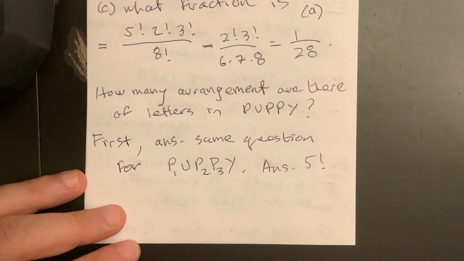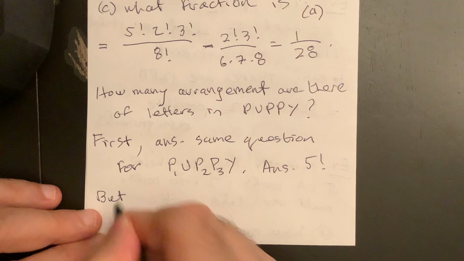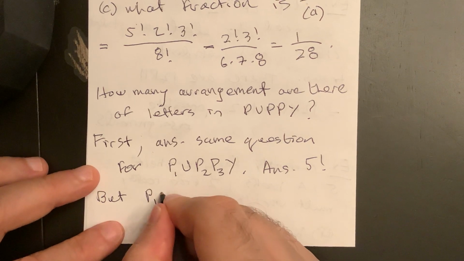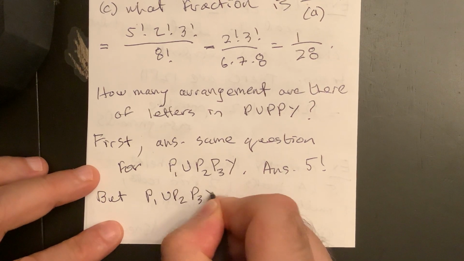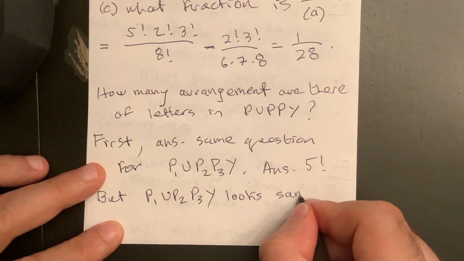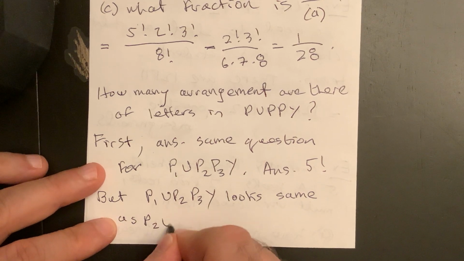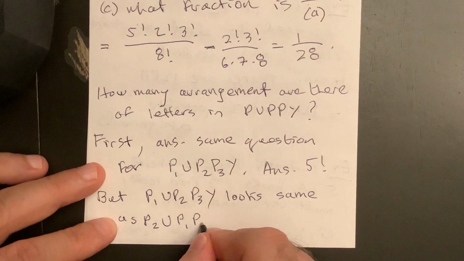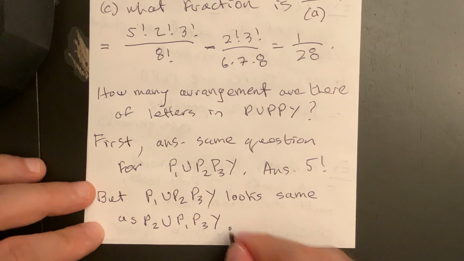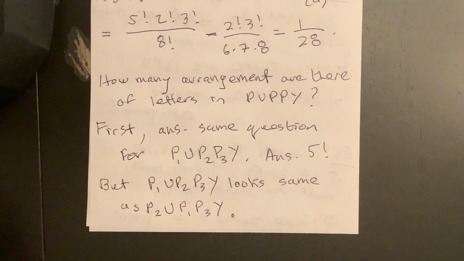But now I have to keep in mind that, say, for example, P1, U, P2, P3, Y looks the exact same way. It's no different once I take the subscripts off as P2, U, P1, P3, Y. So since I don't care about the silly subscripts, I care about it when the P's are indistinguishable, I have to somehow correct this.